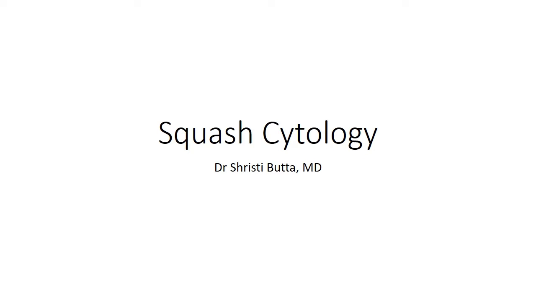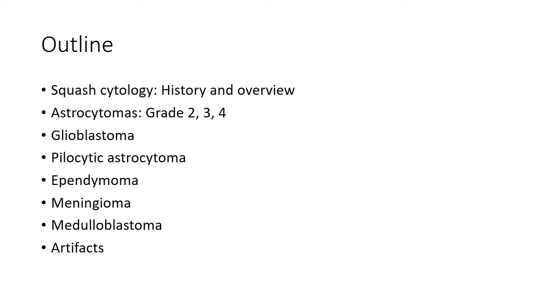So a very good evening. Today's topic is squash cytology in CNS tumors. So let's start. What do we plan to discuss today? We plan to discuss squash cytology, the history and overview, different types of astrocytomas, the cytological manifestation, especially the grade 2, grade 3 and grade 4. We will also be discussing pilocytic astrocytoma, glioblastomas, ependymomas, meningiomas, medulloblastomas, and subsequently we will end with the artifacts noted in squash cytology smears.